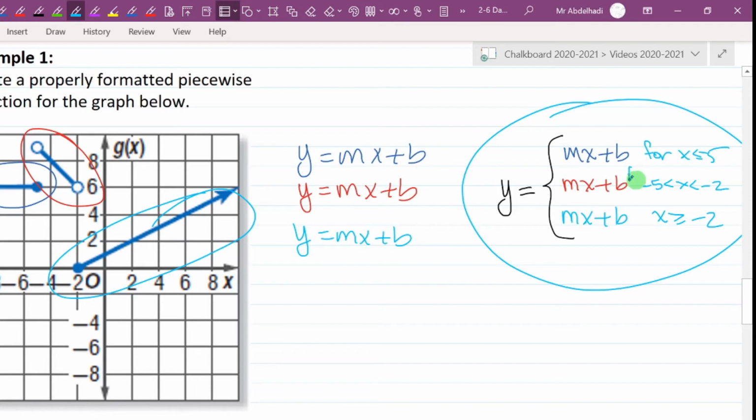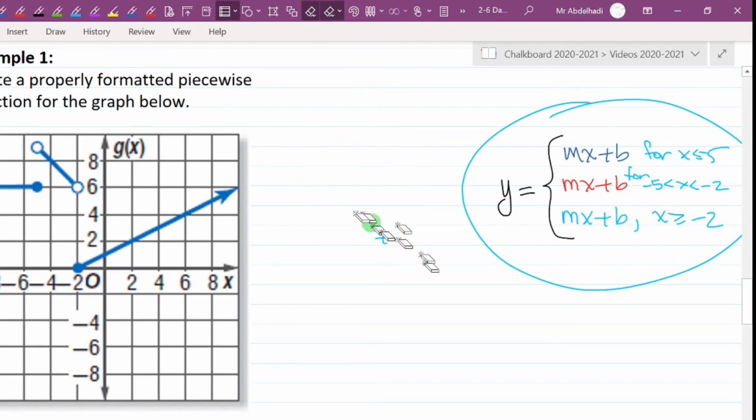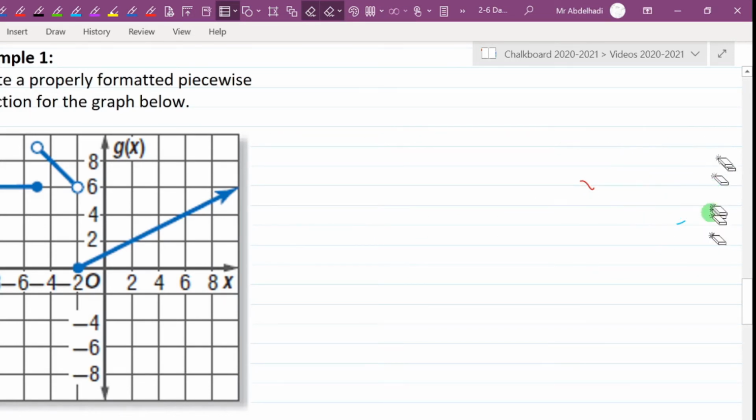You have to have the word FOR here, or you could put a comma, either way. So the textbook will sometimes use a comma, sometimes they'll use the word FOR. But it's this equation for x is less than whatever, this equation for this, this equation for this. So that's the strategy. How do we write these equations? Well, luckily we now know how to write the equation of a line, and we're going to do that several times here. So let's go ahead and start that.